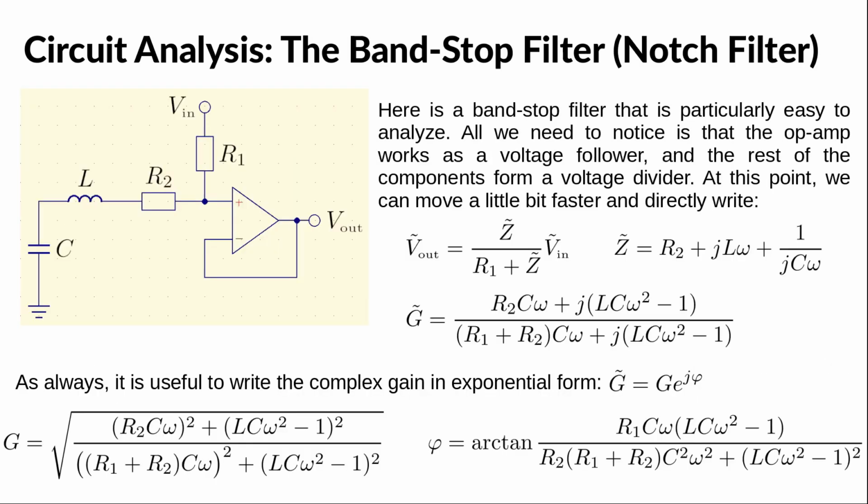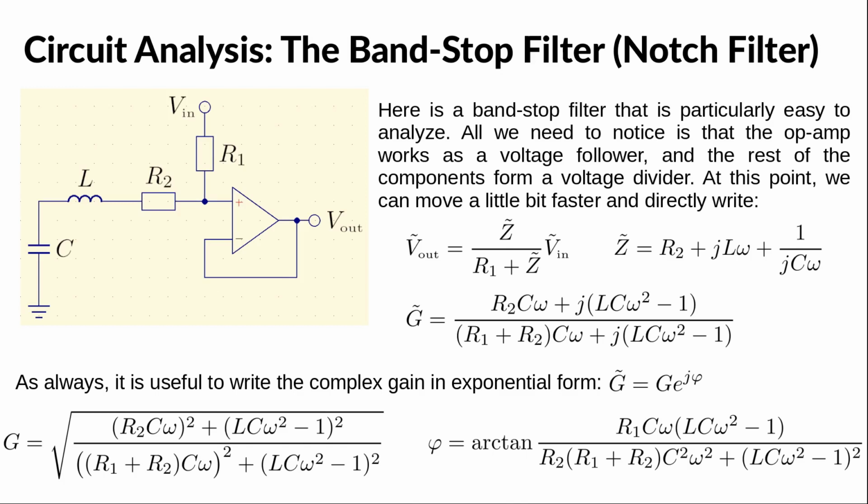The last type of filter that we are going to discuss is the bandstop filter, also known as the notch filter. For some reason, notch filters are usually a little more complicated because they usually involve more components. But here's one that is actually very simple, probably because it uses both a capacitor and an inductor. The analysis in this case is trivial because the op-amp simply works as a voltage follower.